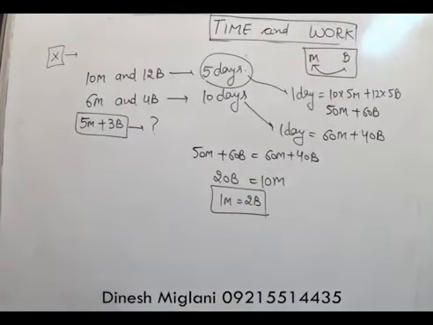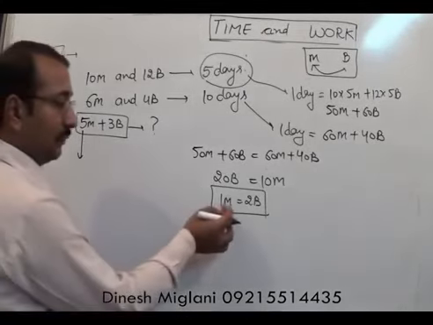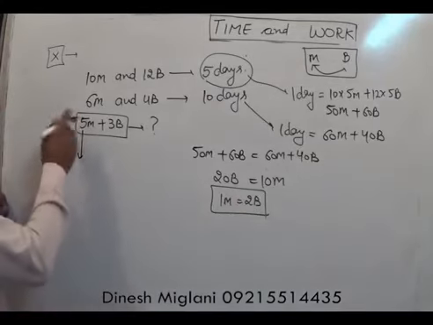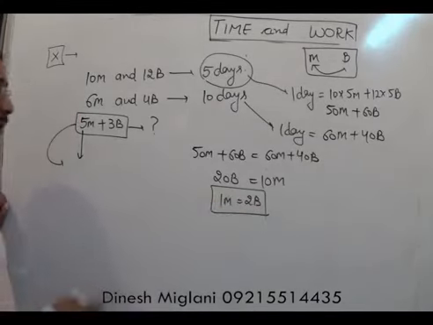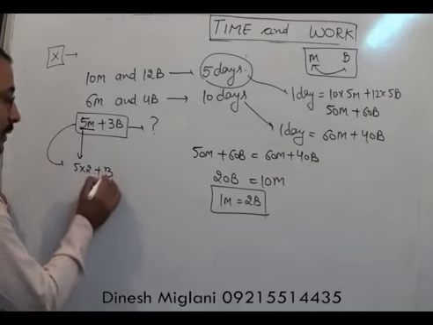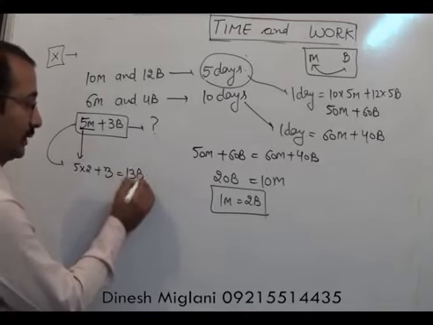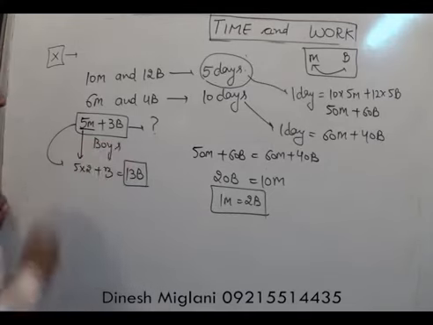Now what do I have to answer? 5 men and 3 boys. I will use 1 man equal to 2 boys to convert this into boys. 5 men will be equal to 5 into 2 plus 3, so it would be 13 boys. I have converted this value into boys.